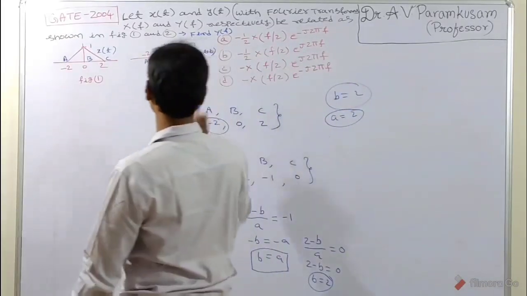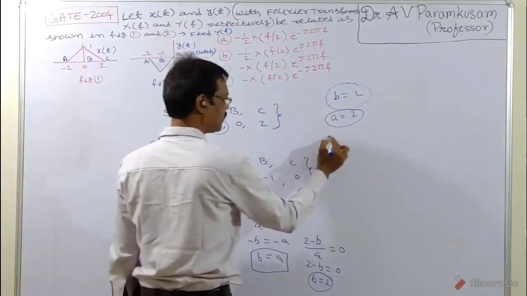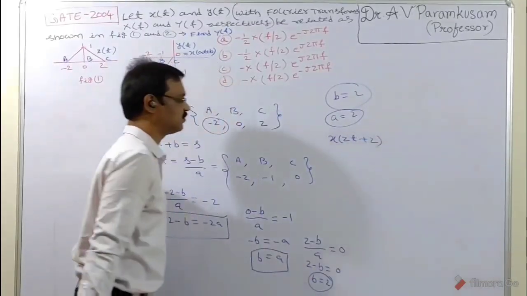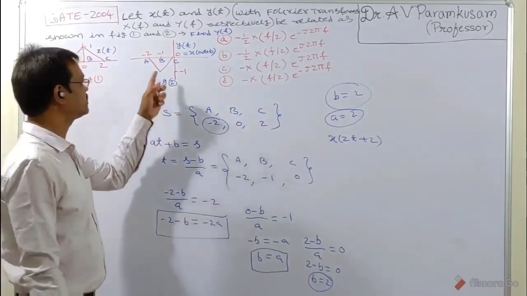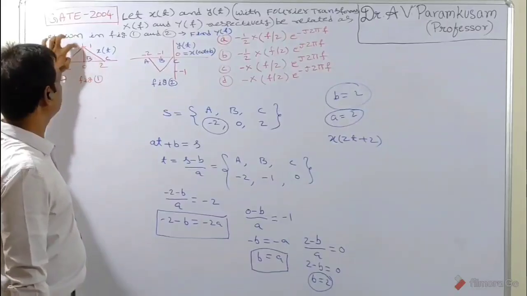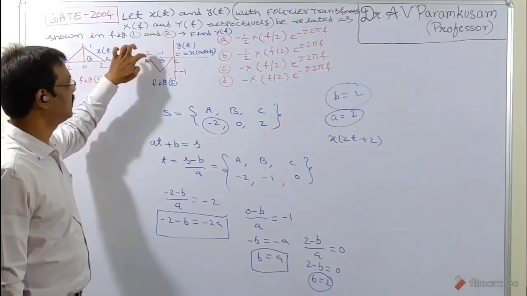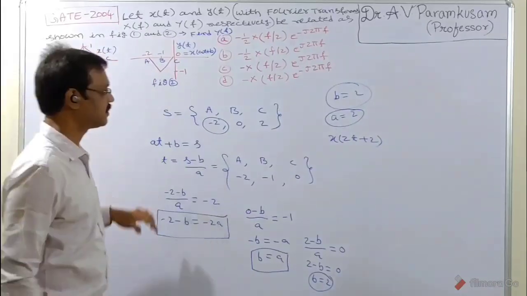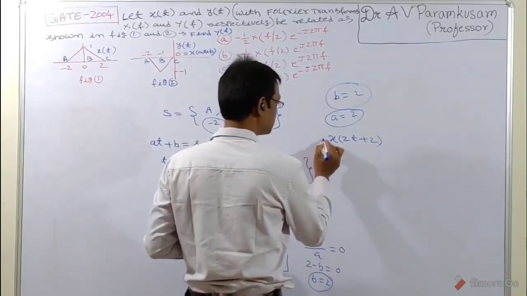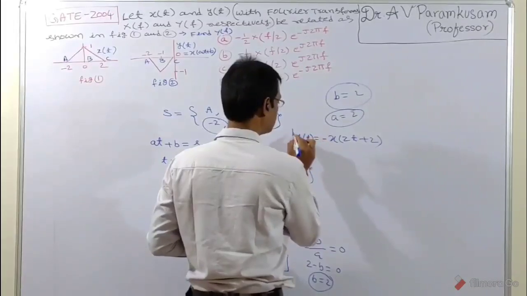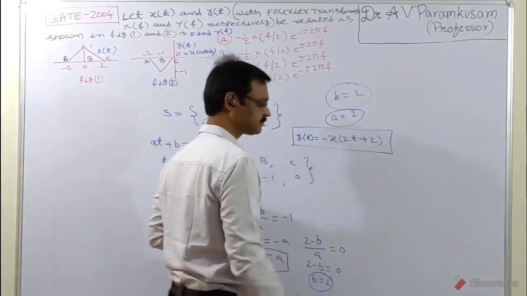So actually this is x of 2t plus 2. But you observe one thing: the value of x of t here is positive, but the value of y of t is the negative of this signal. So actually this is minus x of 2t plus 2. So y of t is equal to minus of x of 2t plus 2.